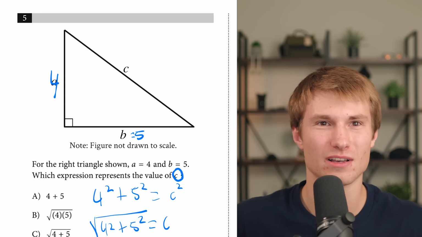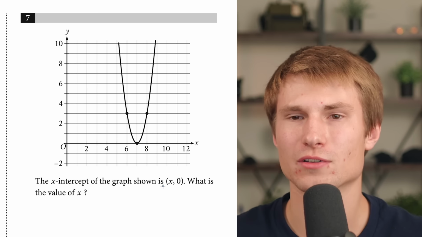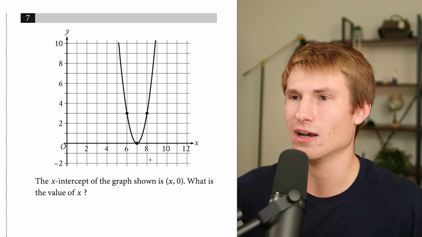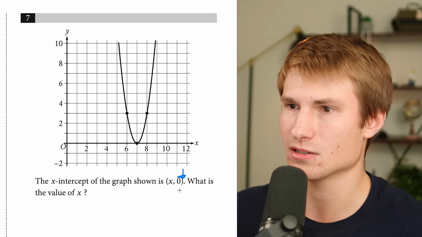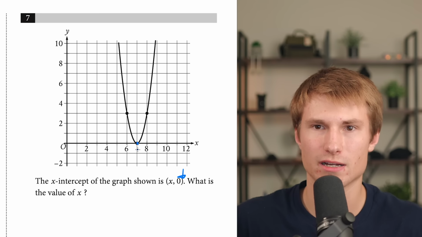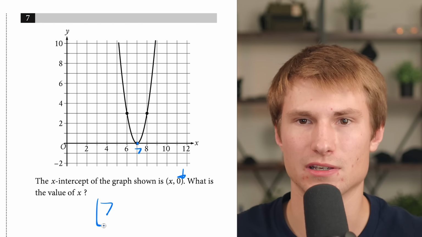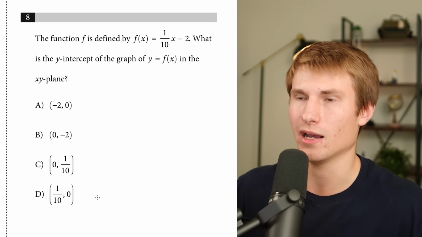Anyways, here's question number 7. The x-intercept of the graph shown is x0. What is the value of x? Well, that's going to be where our y is 0, which we see is right here. The value of x there is 7, so that one's really easy. Answer there is 7.